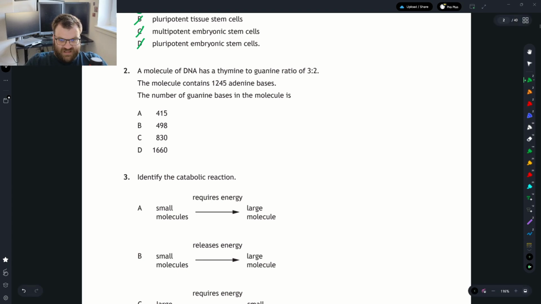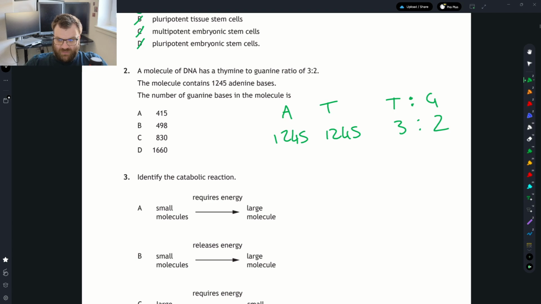One thing to remember is that if we have 1,245 of adenine, we'll also have 1,245 of thymine. Then it tells us that there is a 3:2 ratio of thymine to guanine, and we need to work out how many guanines there would be. Now, a couple of options for doing this. My preferred way, if we want to go from 3 to 2, is to first divide by 3, that will bring us down to what 1 would be. Then we times by 2, which takes us up to what 2 is. If we do those same operations, 1,245.